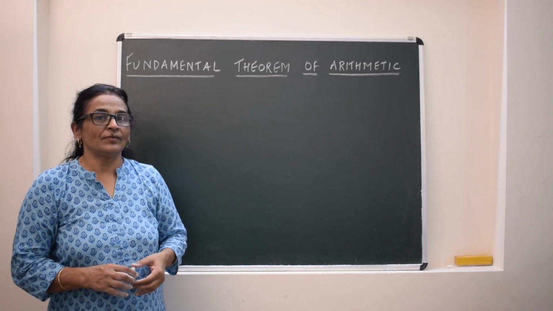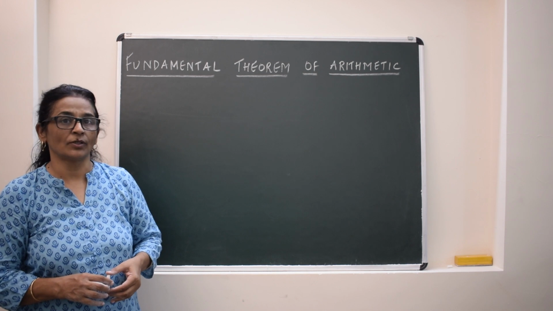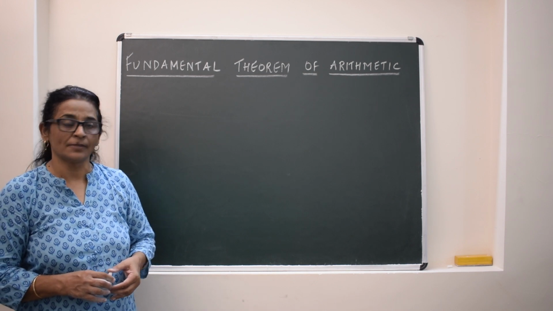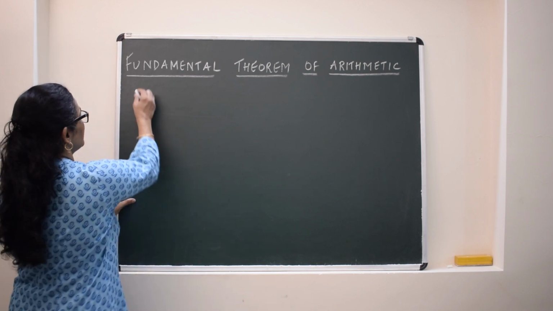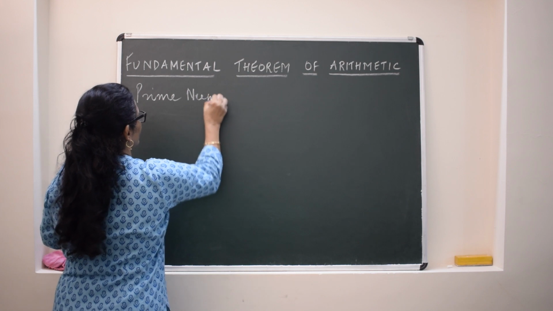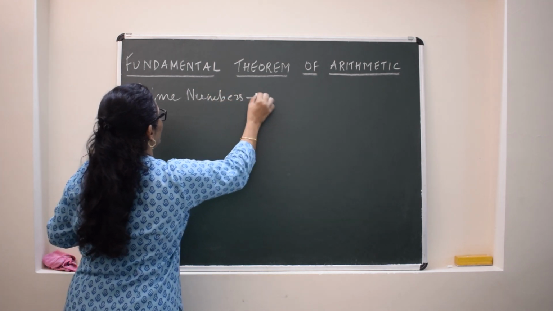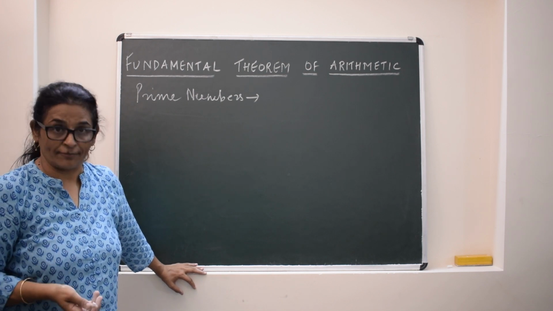In this lecture, we will discuss the fundamental theorem of arithmetic. First, we will see what prime numbers and composite numbers are, because we will be using those numbers in this theorem. So, prime numbers are the numbers which have exactly two factors, 1 and the number itself.